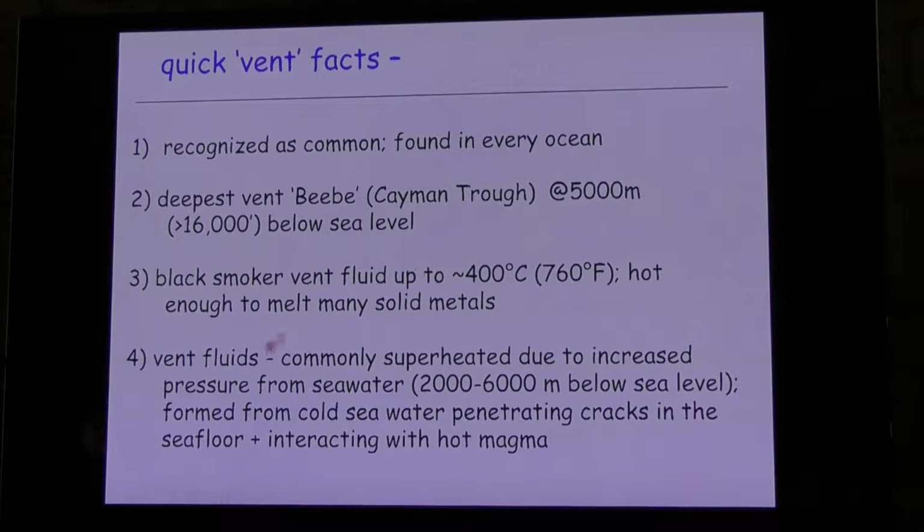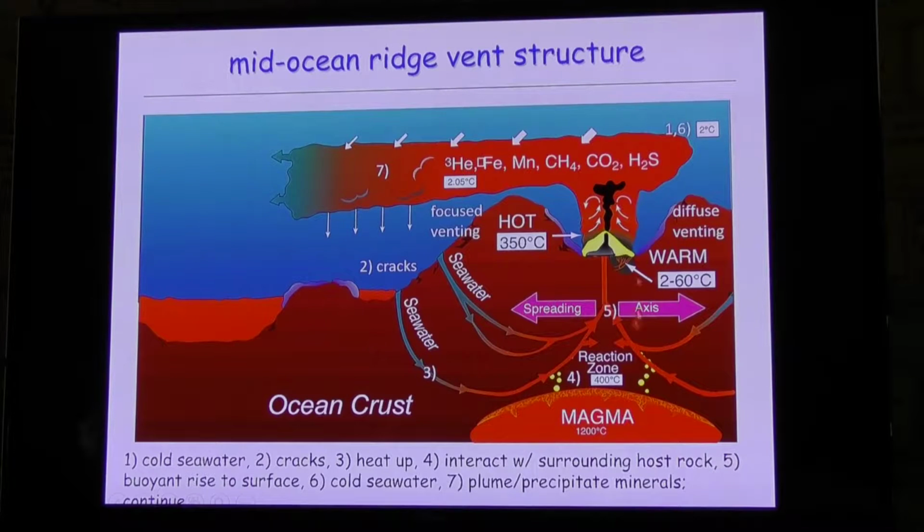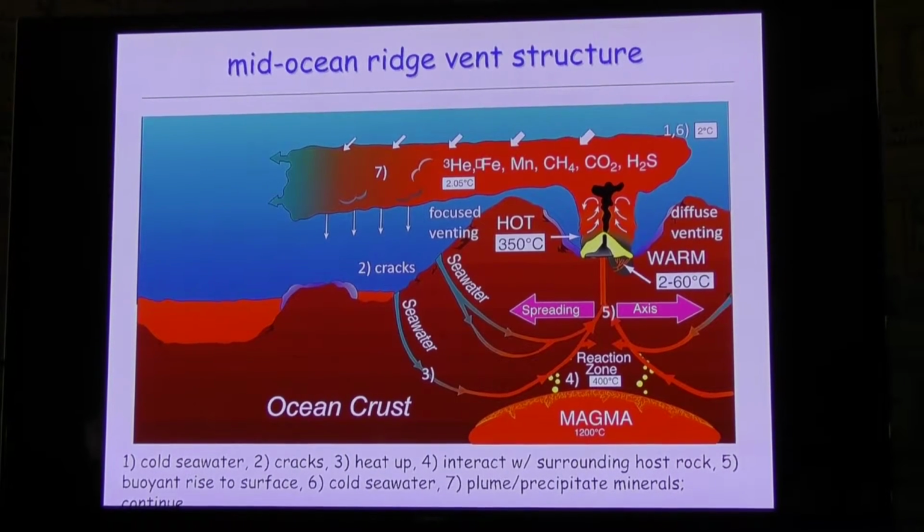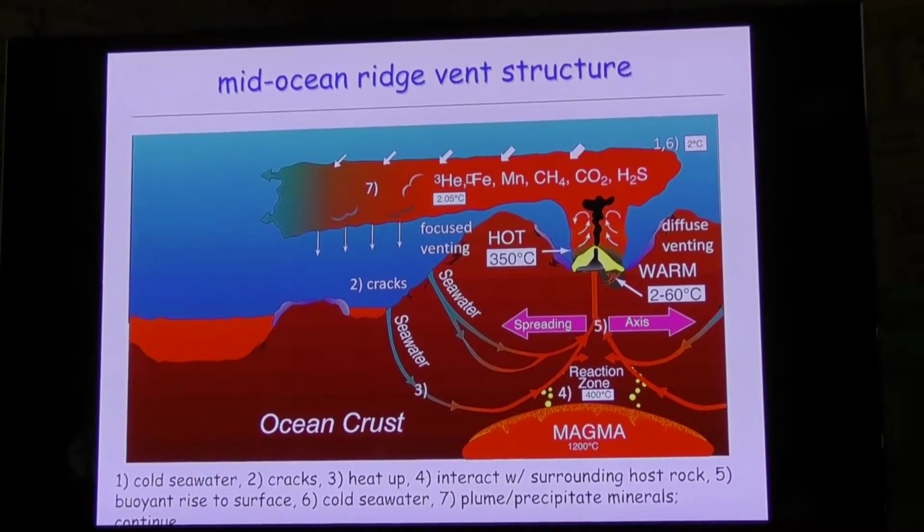And I'll show you in a second, they form as a result of the ingress of cold seawater into fractures of the basaltic or any host rock crust, leaching heat and then buoyantly rising back out. Okay, they leach heat and minerals. Okay, so this is just a really simple schematic of a mid-ocean ridge vent structure. And I tried to give you, oops, it got cut off here. But anyway, I give you an idea of a model. And this is for hot black smoker fluids.